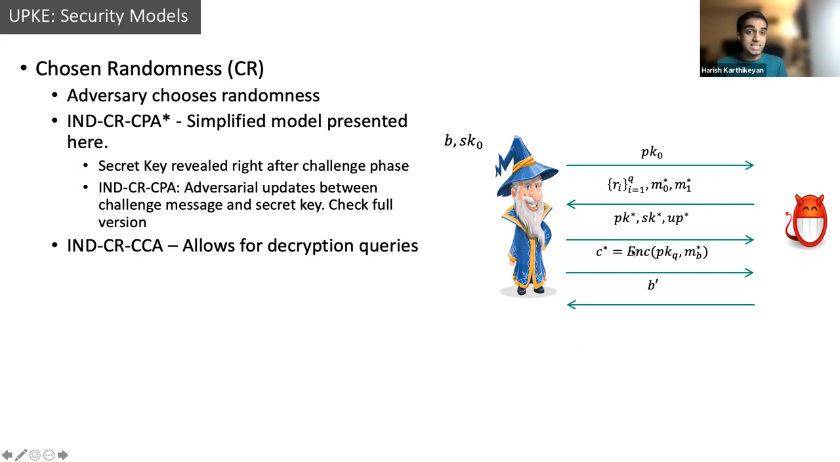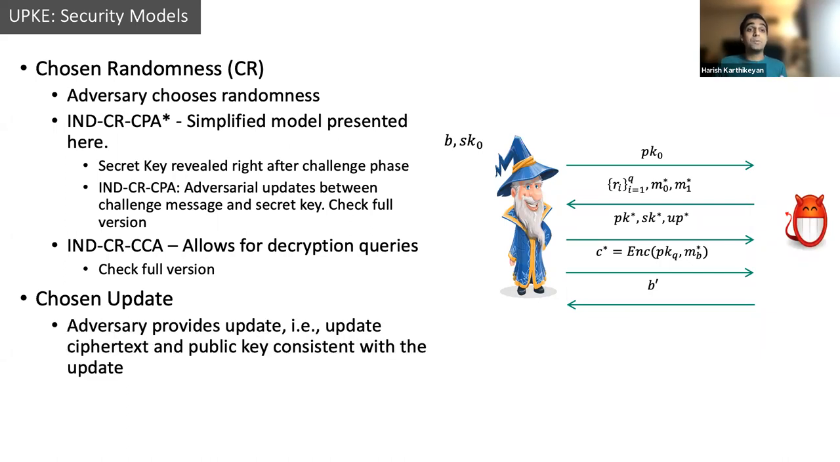Additionally, we also look at the CCA extension of this definition, which will allow for decryption queries, and which is also available in the full version. And there is a stronger security model, beyond chosen randomness, which we refer to as chosen update, abbreviated CU. And here the adversary provides the update.